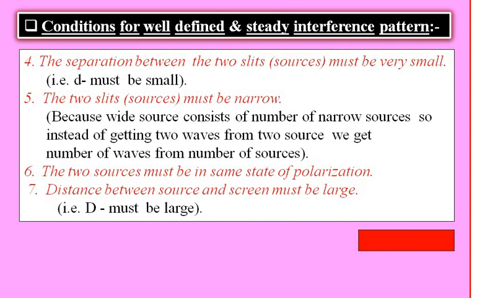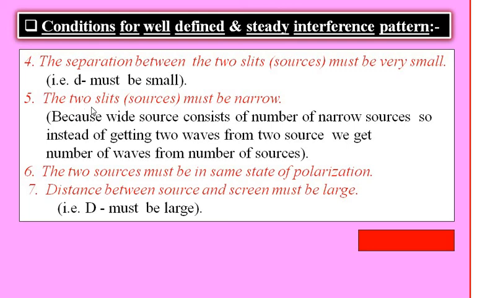The separation between the two slits, that is the two sources S1 and S2, must be very small. The separation between these two sources is shown by the letter small d. The distance d must be very small to observe a clear and steady interference pattern on the screen.